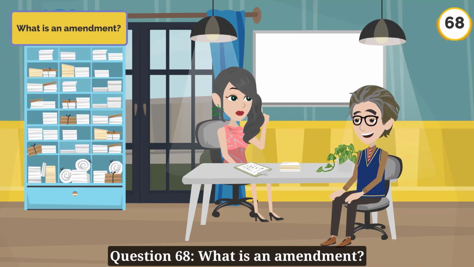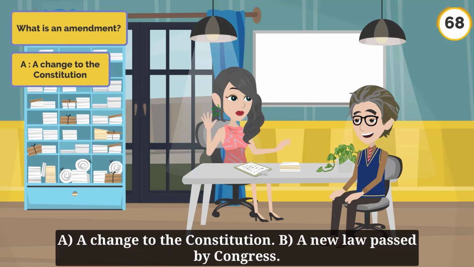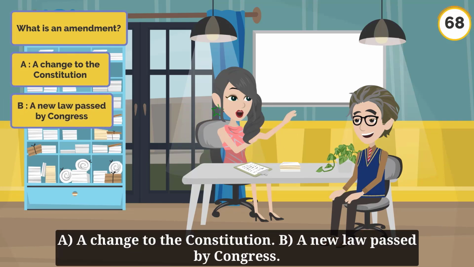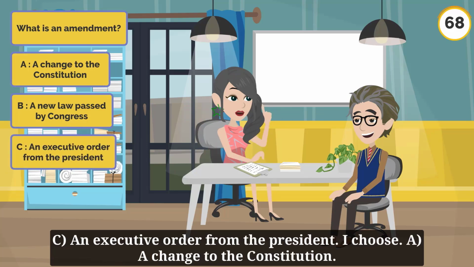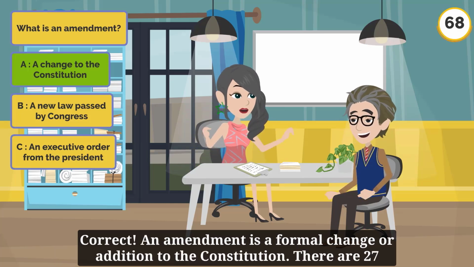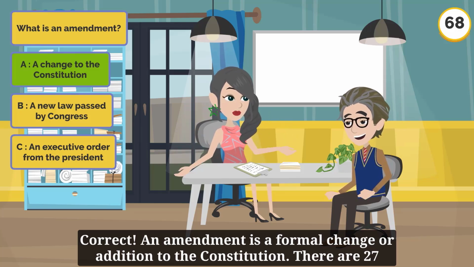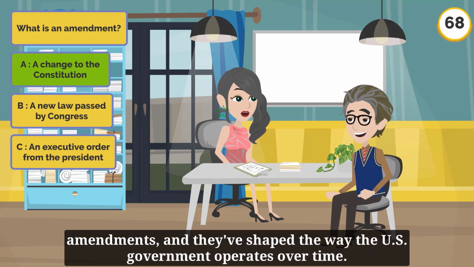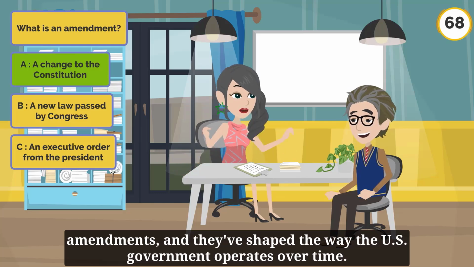Question 68. What is an amendment? A. A change to the Constitution. B. A new law passed by Congress. C. An executive order from the President. I choose A. A change to the Constitution. Correct. An amendment is a formal change or addition to the Constitution. There are 27 amendments, and they've shaped the way the U.S. government operates over time.